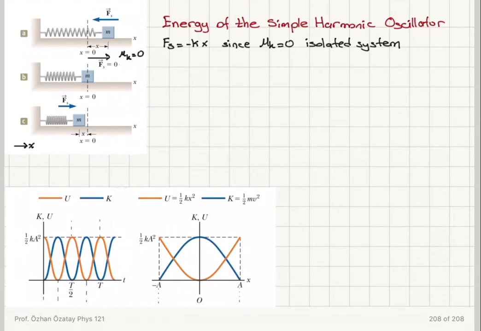Since I have mu k equal to 0, isolated system, that means in the process of this oscillation of the block, total mechanical energy must be conserved. So delta E must be equal to 0. Total mechanical energy is conserved.